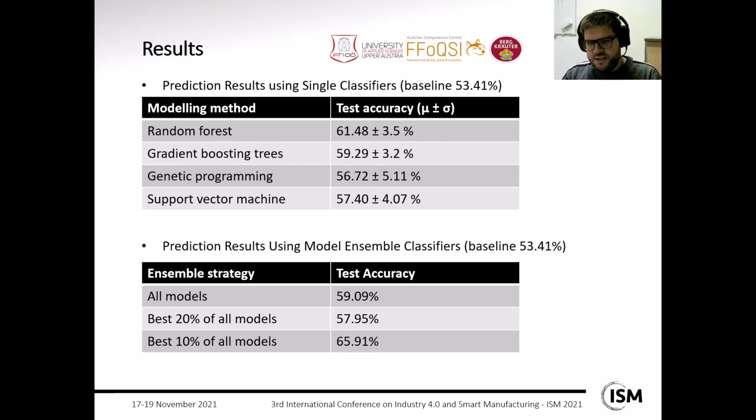And at the bottom we see the prediction results using the model ensemble classifiers. Here we have, of course, the same baseline. And the results immediately show that using all models and using the best 20% of all models results in worse accuracies than using the random forest individual. But then if we only use the best 10% of all models, we highly increase the accuracy by around 4% than using the random forest individual, which was the main goal of the whole project.